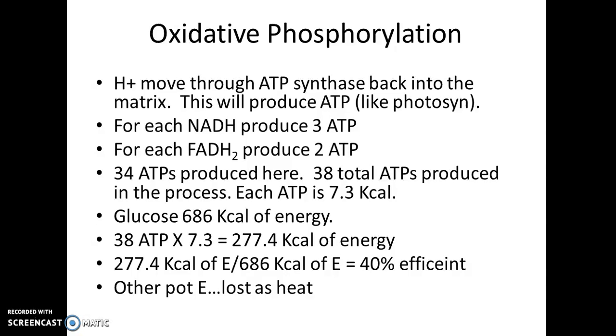And you're thinking to yourself, that's really bad. That's only 40% efficient. Well, that's really good, actually. And the other potential energy is lost as heat. So when we produce energy, we get warmer. Okay, so in the wintertime, when we need to stay warm, we need to produce more energy to stay warmer.